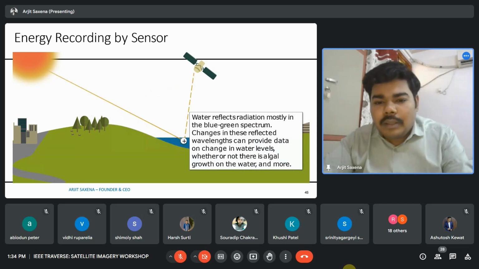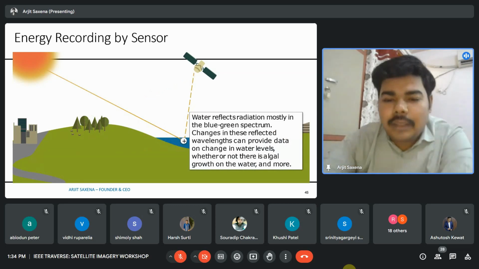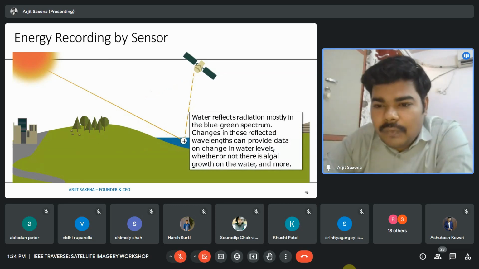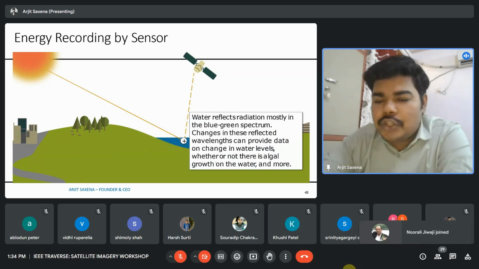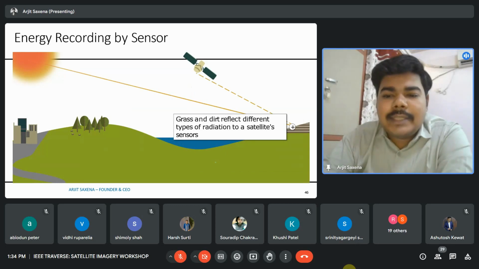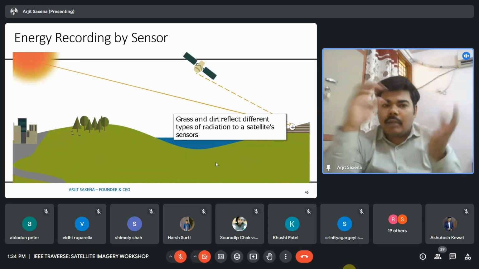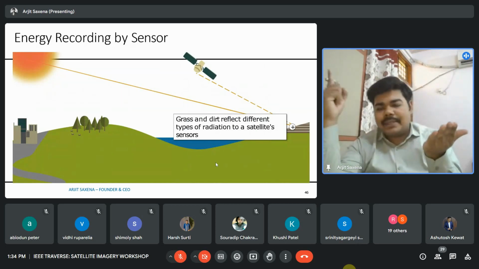Then there is a surrounding thing, there is a pool. You have water, and water is also reflecting some in the blue-green spectrum. So there is a change in your spectrum. This is how things happen, and this is how you collect the data from the ground to the sensor which is present in space.